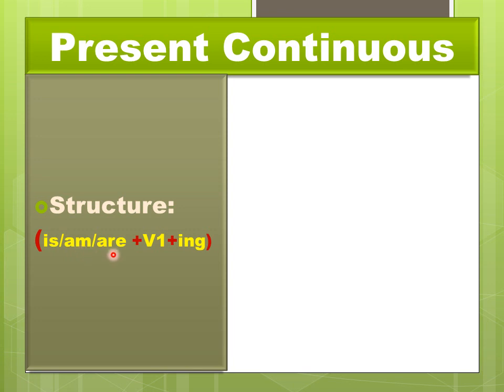Now let's know about present continuous tense. The present continuous tense, also called present progressive, is a verb tense which is used to show that an ongoing action is happening now, either at the moment of speech or now in a larger sense. Now let's see the structure. The structure for present continuous tense is is or am or are plus V1 plus ing. Here V1 plus ing is the present participle.